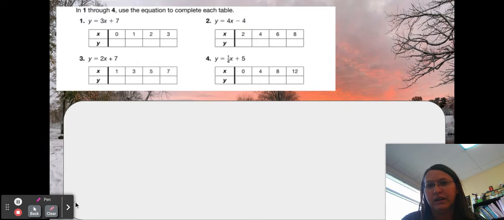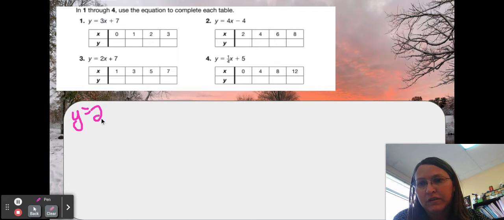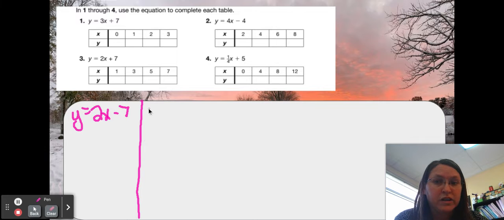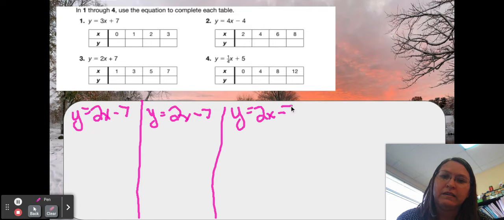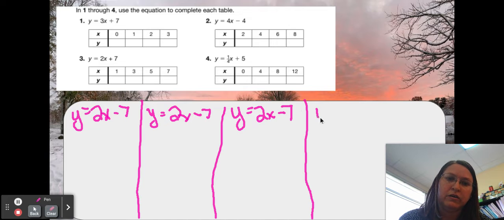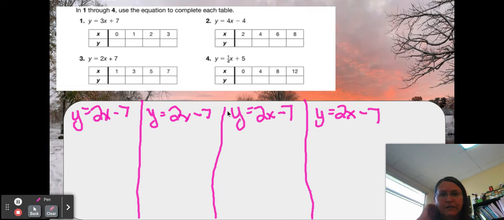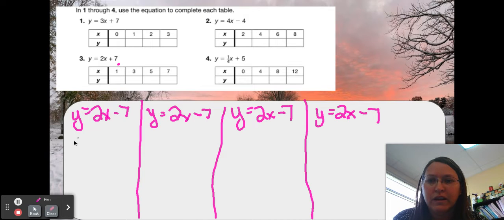Let's do another one. This next one's kind of easier. Y equals 2x minus 7. I'm going to start by writing it down 4 times. Y equals 2x minus 7. So the first thing I'm going to do is substitute 1.